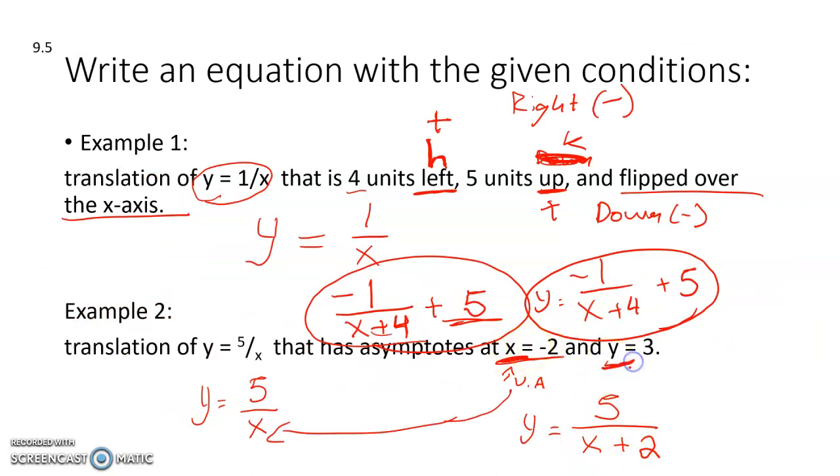The y tells me it's a horizontal asymptote. Alright? y equals 3. So horizontal asymptote, y equals 3. That means that it's going to go on the outside here of my equation. And because it's a positive 3, again, this stays the same. So it's going to be plus 3. Okay, so it's going to be that.